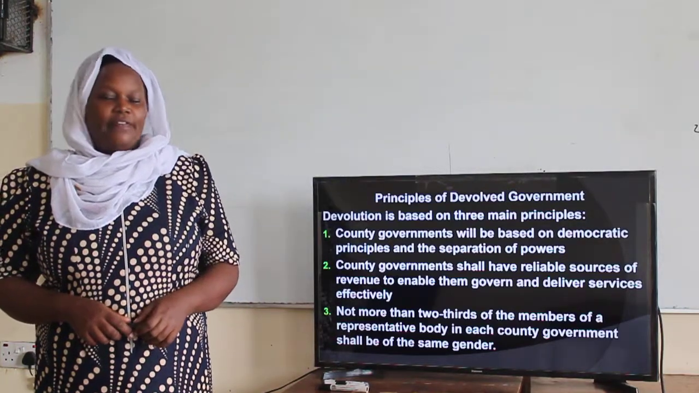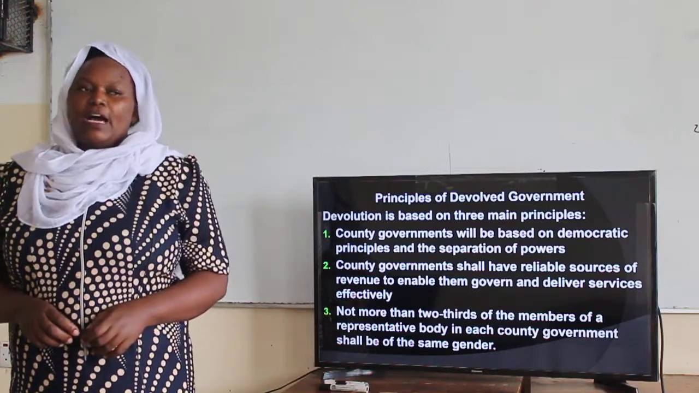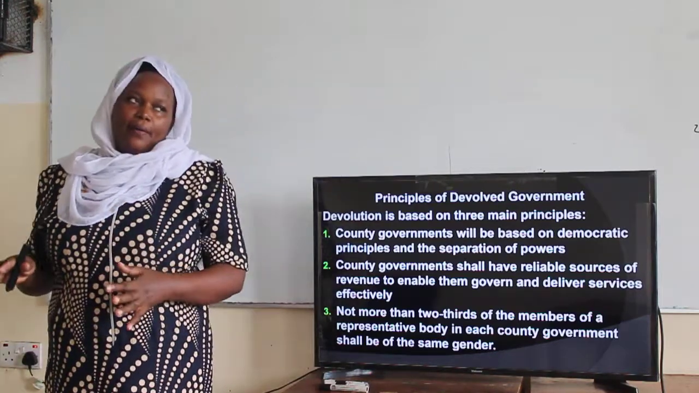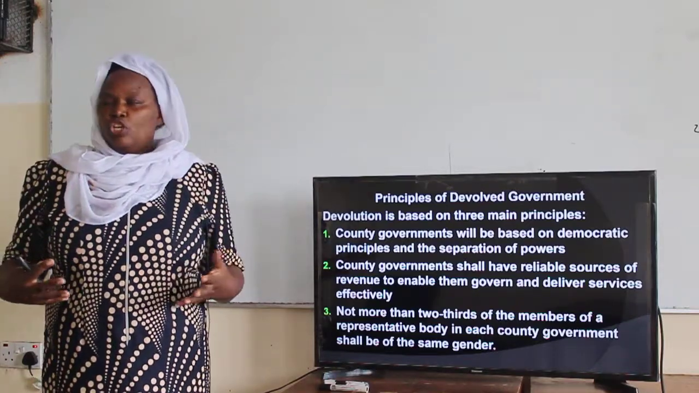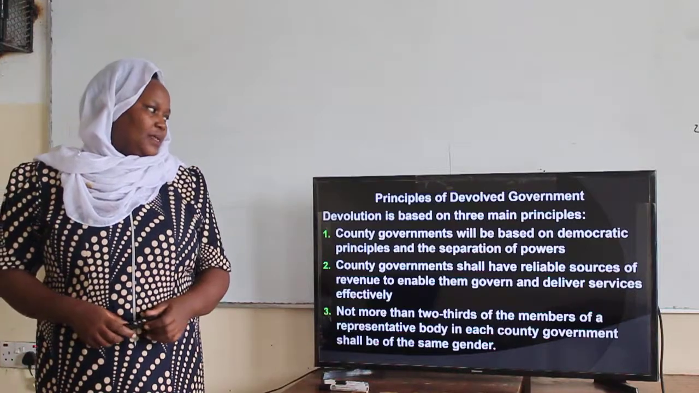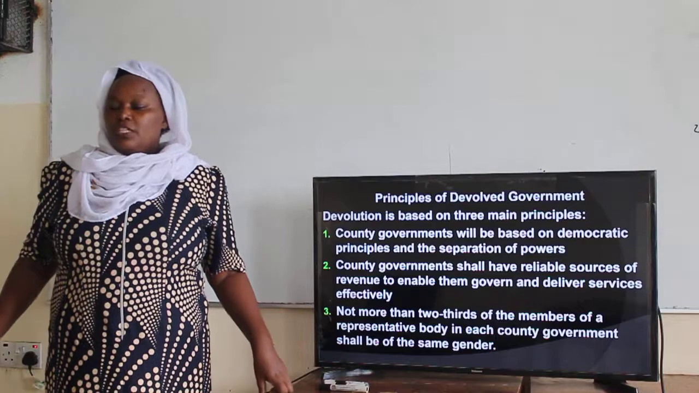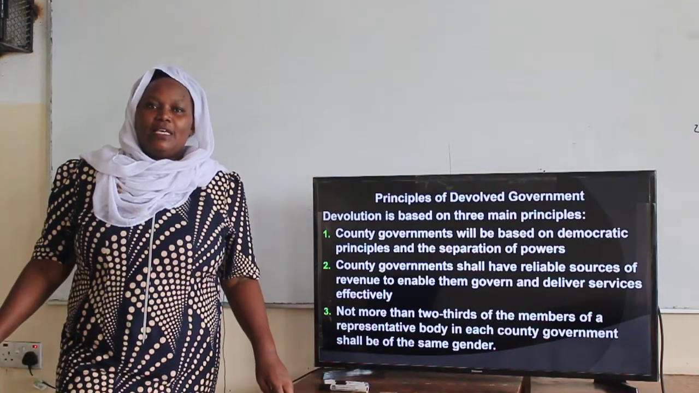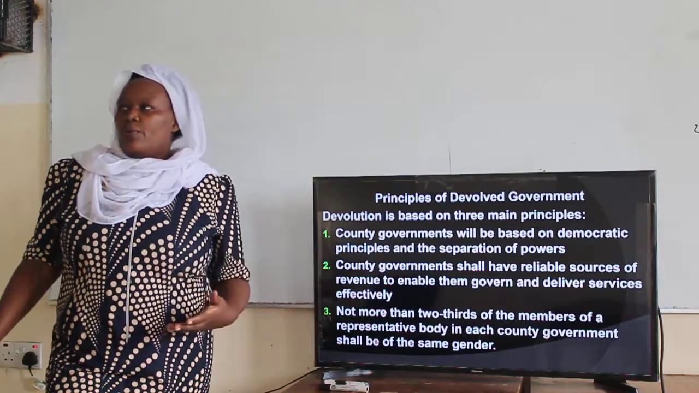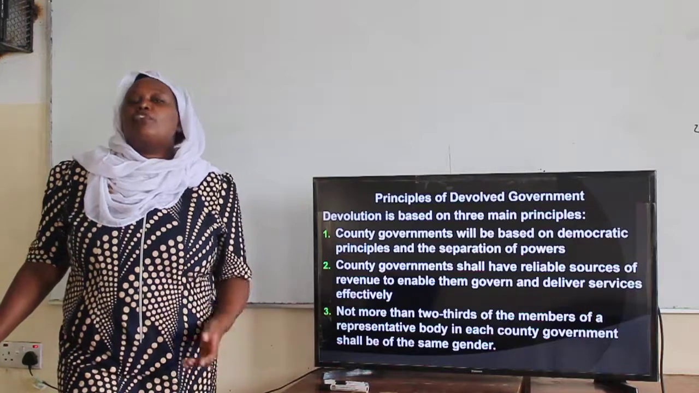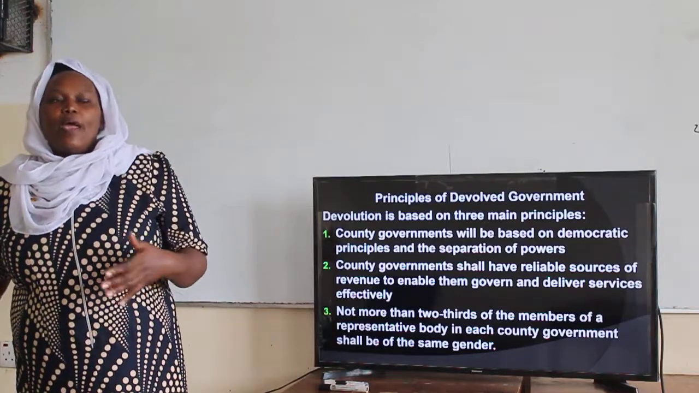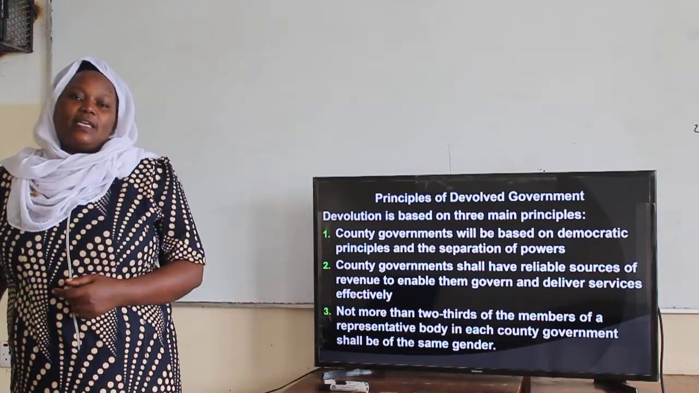Number one, the county government is based on democratic principles and separation of power. That's why I say each county is given its powers. They are given the mandate to conduct their day-to-day activities without the central government controlling them. Okay, that is principle number one, whereby it is based on democracy. When I say it's based on democracy, it means that it's through elections that people get to those powers. We don't have a monarchy whereby the county governor will be appointed from a certain family. No, we don't have such. So after every 5 years, we conduct general elections whereby we even elect the county governors and the MCAs.